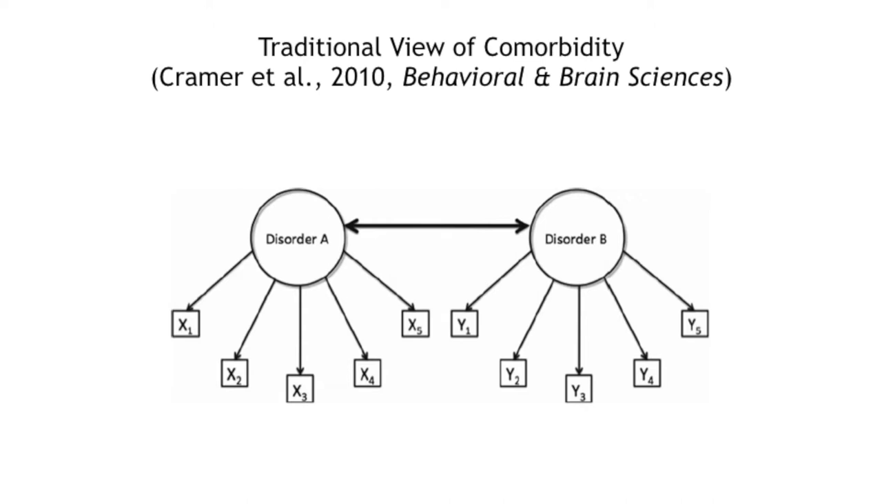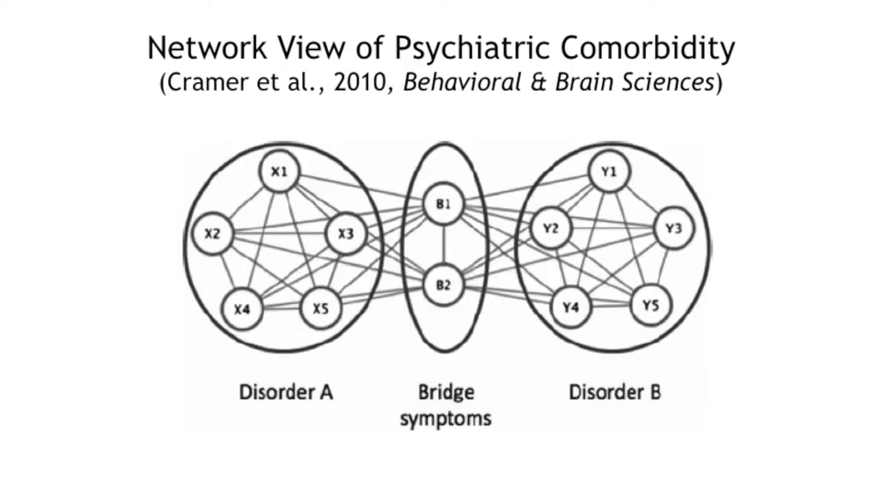We have disorder A and we have disorder B. This is the classic way we look at comorbidity, right? We get these two syndromes, and we got these symptoms that are kind of in between here. The network analysis of this looks at disorders in a very different way. So we see the different clusters are these sort of clusters of tightly interconnected nodes, symptoms. And then some of these symptoms are bridge symptoms, those shared by the two clusters.